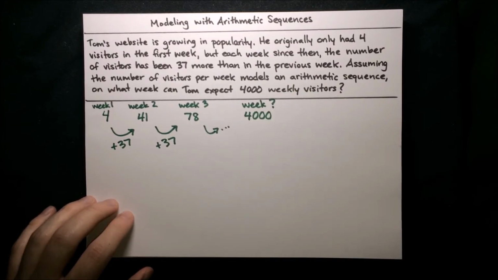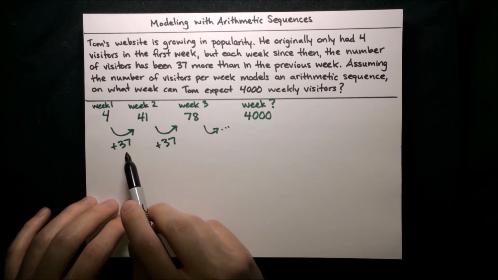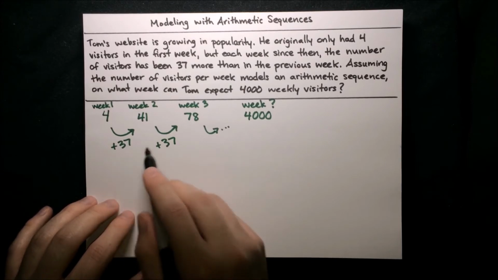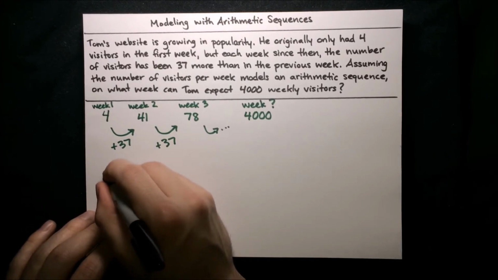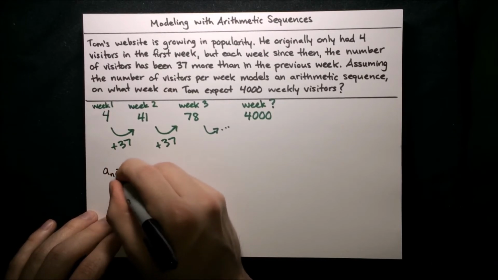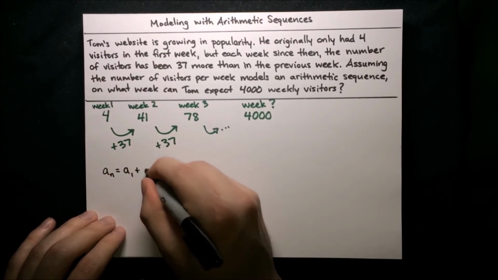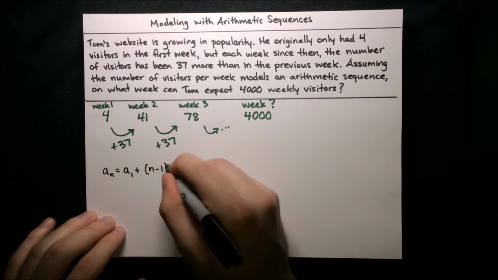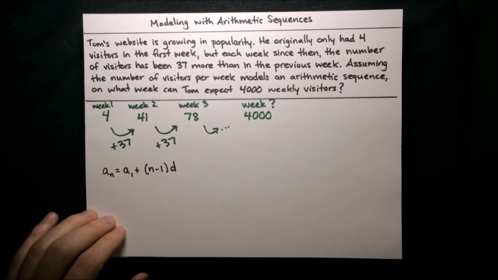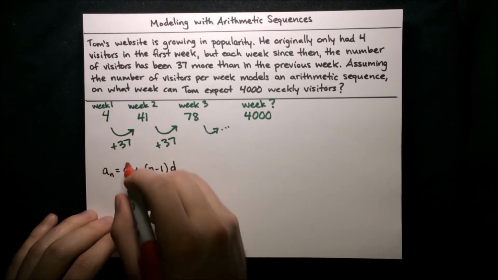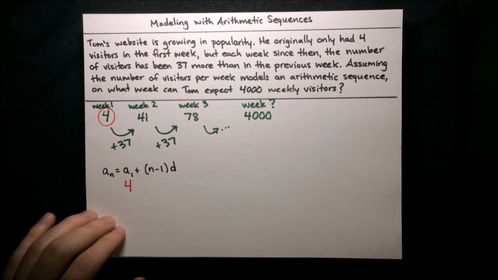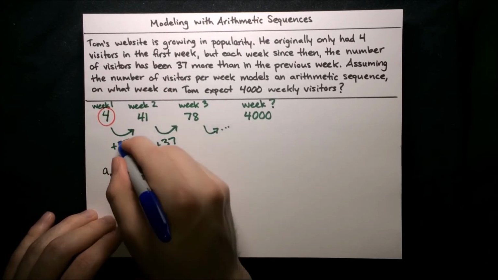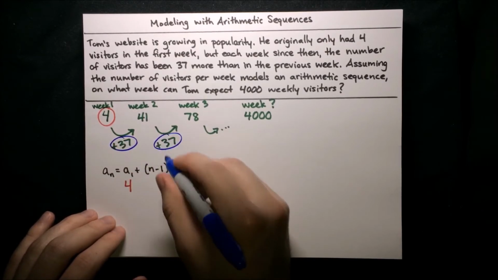Well, why don't we set up an equation to tell us the number of visitors at each week? And that's just an arithmetic sequence. So let's write down the template for an arithmetic sequence. We have an equals a1 plus n minus 1 times the common difference. A1 is just what we started with, 4. And then the common difference is what we're adding every time, so plus 37.